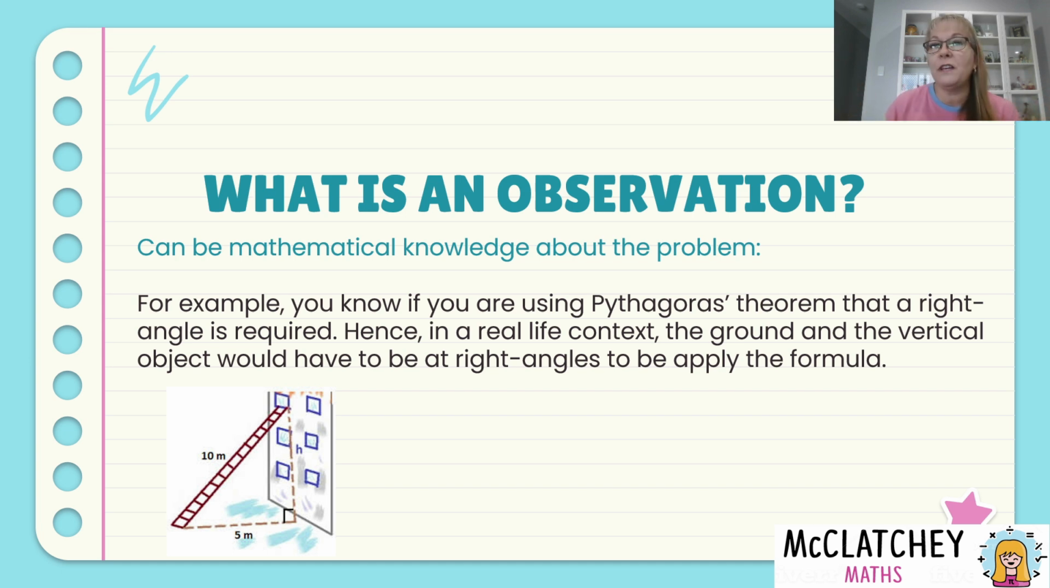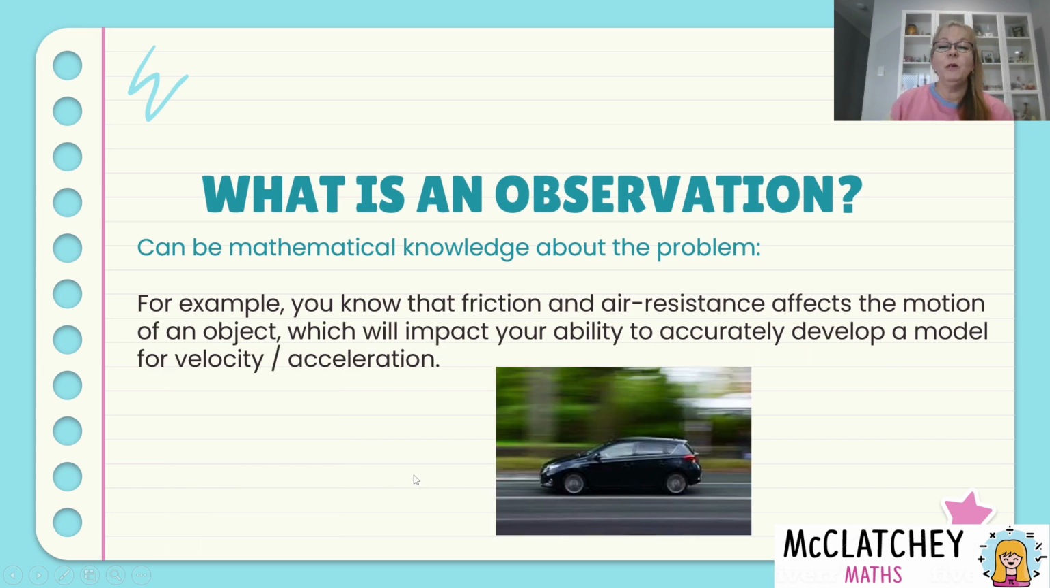So this is mathematical things you know about this problem, that an observation would be that the formula requires a right angle triangle. Therefore, you'd be expecting a perfectly vertical wall and a perfectly horizontal ground. That could be a good observation there. You might also know, for example, that friction and air resistance affect the motion of an object, which is going to affect your ability to accurately develop a model for velocity or acceleration. This would be a kind of assignment that you'd be expecting to see all the way up in senior for methods. So when you know that there are other forces at play that affect the motion of a vehicle, then you would discuss that as an observation.